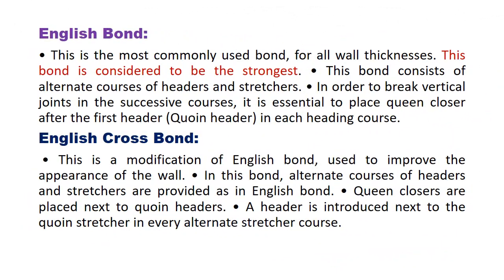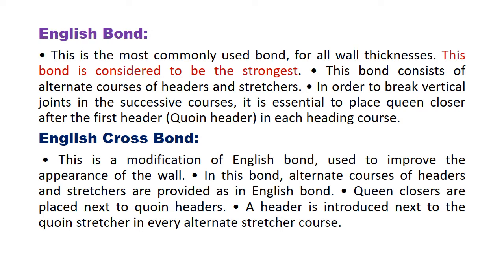Facing bond. This bond is used where bricks of different sizes are to be used in the facing and backing of the wall. In this bond, a header course is provided after several stretcher courses.